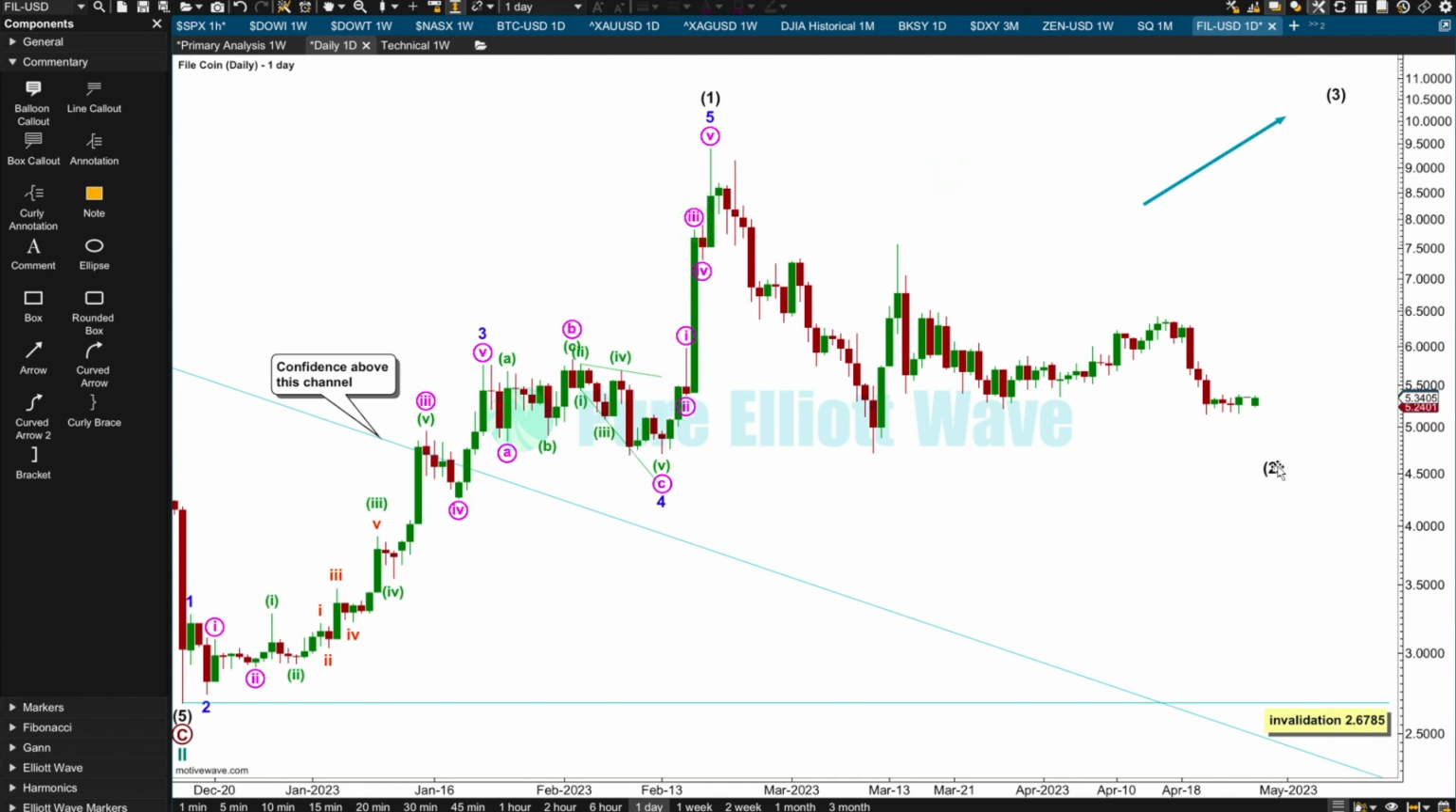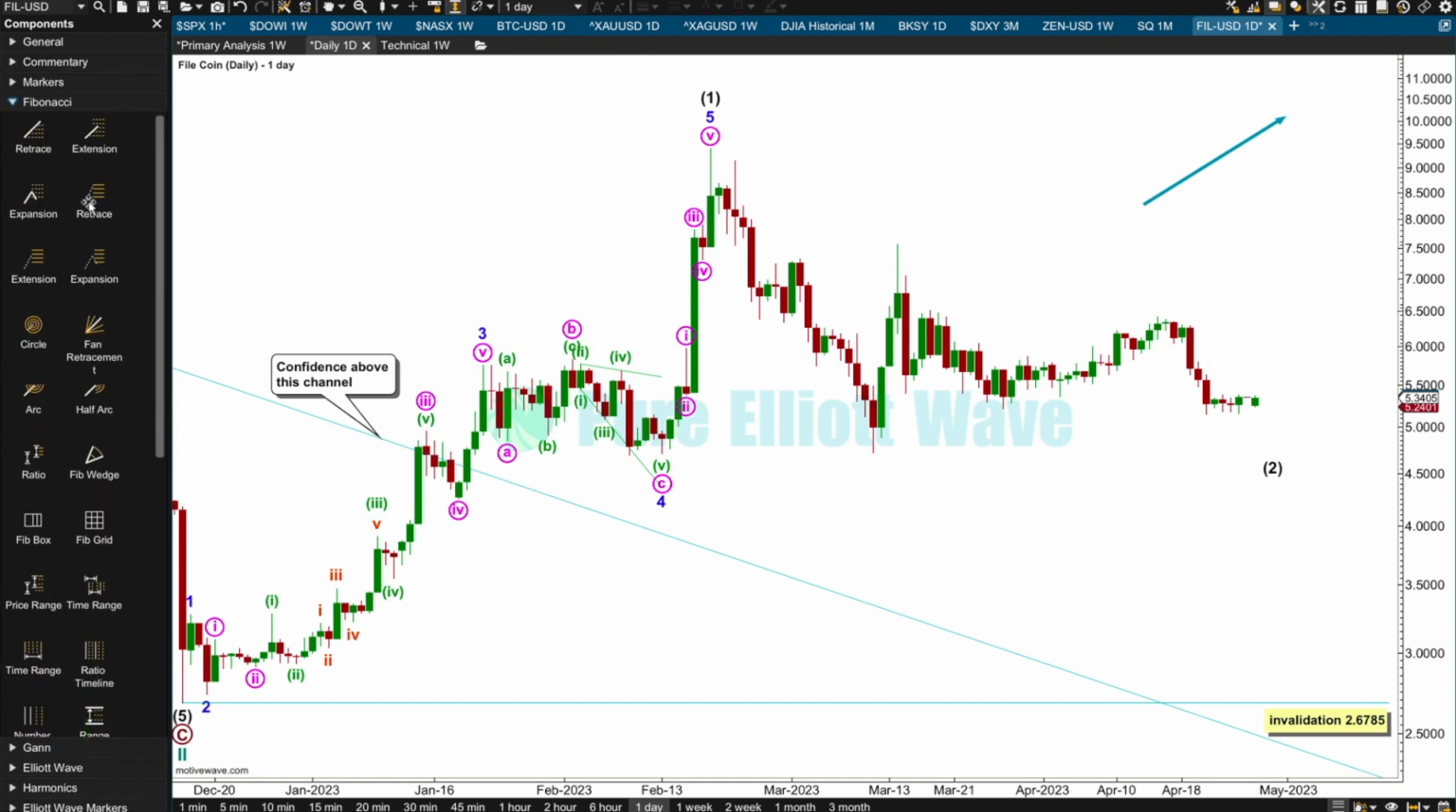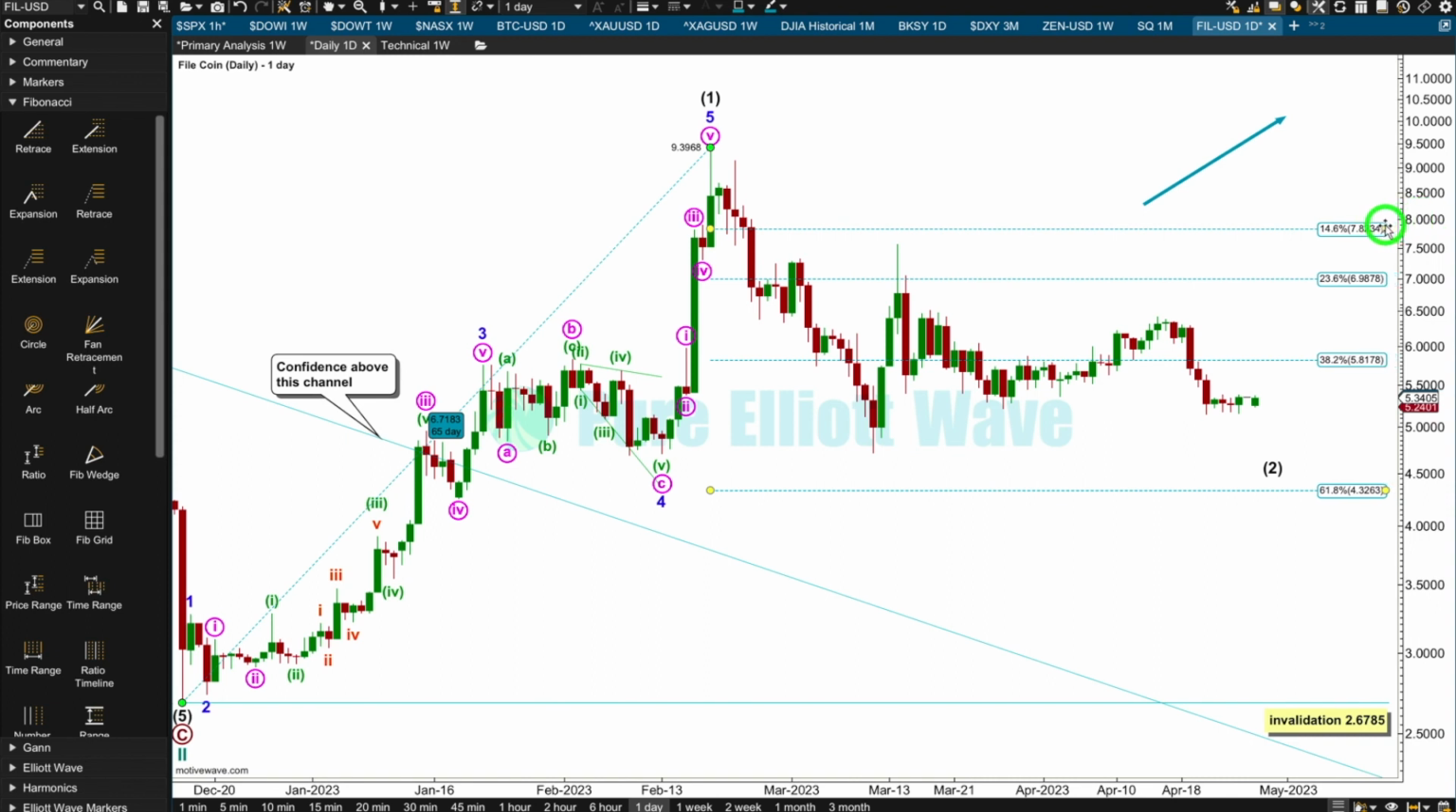Okay, structure of intermediate 2. I think it's incomplete. This chart's on a semi-log scale, so if I pull in a Fibonacci retracement, it's going to be a logarithmic function of these Fibonacci ratios, which is possibly going to work a little bit better for cryptocurrencies. So this would be my expectation for support for intermediate 2 to reach down to the logarithmic function of the 0.618 Fibonacci ratio of intermediate 1 at 4.3263.